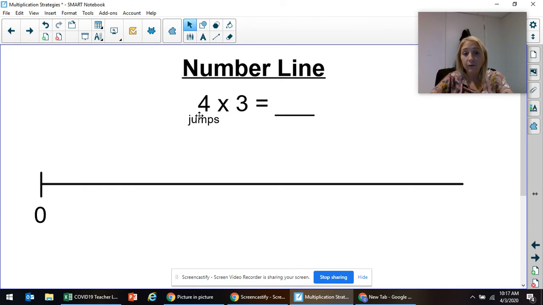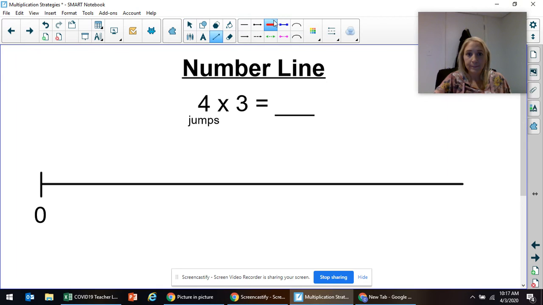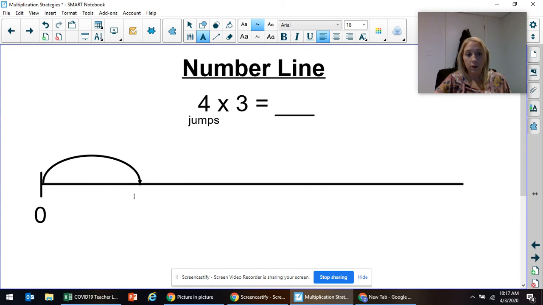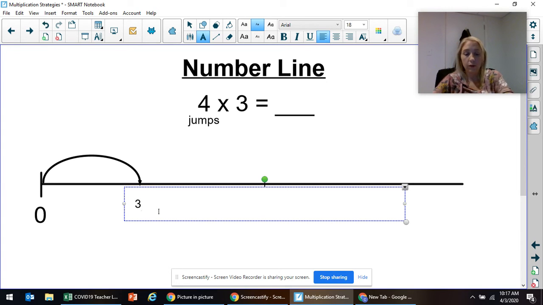Jumps kind of stand for how many groups. So how many jumps, how many groups. So remember, 4 groups are 4 jumps of 3. So you're jumping by 3s. So our first jump, okay, our first jump, count by 3. 1, 2, 3. So we land on 3.